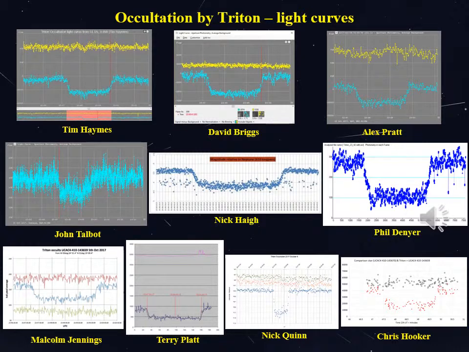So yeah, in many cases, the upper yellowish curve is a comparison star. The lower curve is the light of the target star. So as Triton covered it up, there's quite a drop. It isn't instantaneous. And that will give the professional team information on the atmosphere of Triton.